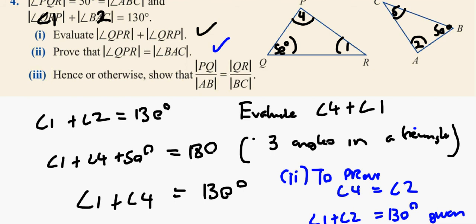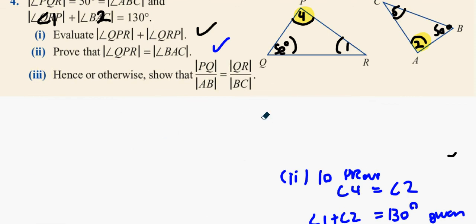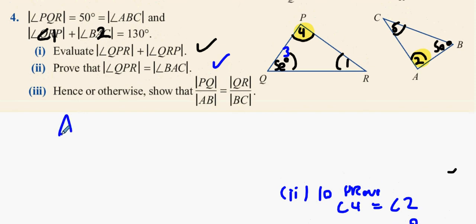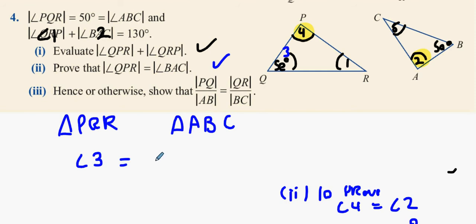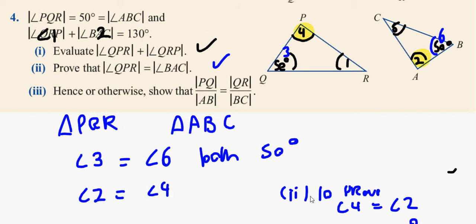So now we know that angle 2 equals angle 4. We now know that both triangles are similar. Okay, so we're going to prove they're similar. So we can call this angle 3 from earlier. So to prove that the triangle PQR and the triangle ABC are similar, what I'm going to prove here is that, okay, angle 3, call this angle 6. Angle 3 equals angle 6, both 50 degrees. Angle 2 equals angle 4, proven in part 2. So that's proven in part 2.